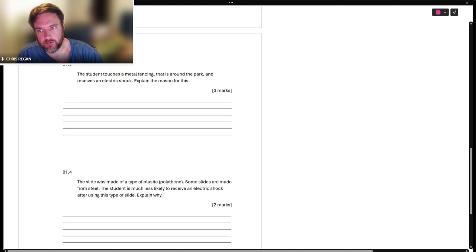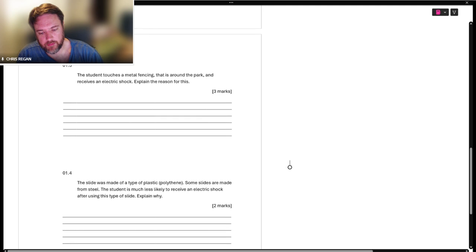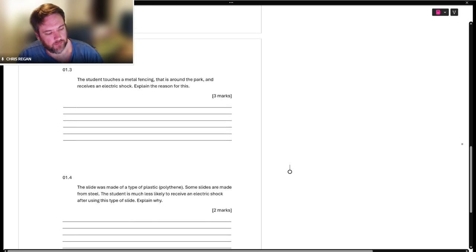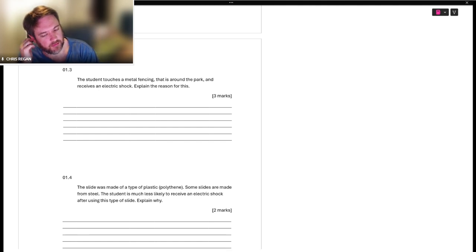One bit too far. Question 1 still, part 3 this time. The student touches metal fencing, so ignore the odd typo, I'll make those. That is around the park and receives an electric shock. Explain the reason for this. Okay, so we've got 3 marks this time. That's slightly higher than the first part of the question, so we've got to make sure we include 3 parts to this. The first mark is a really important one.